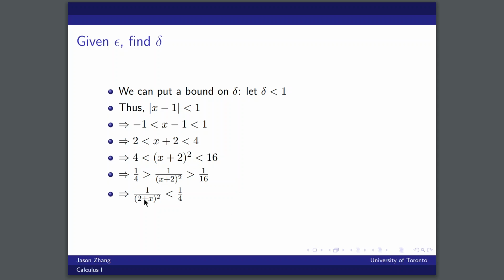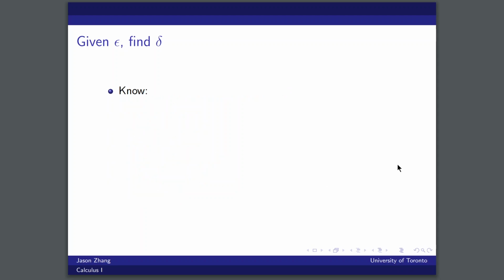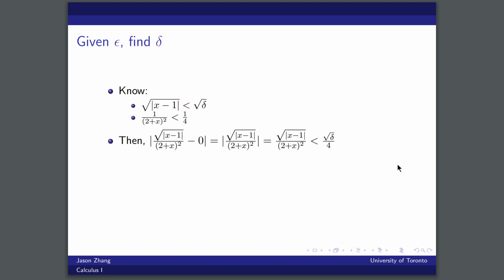Now, this is very handy because this is exactly the form we wanted, because if you recall, in our function, we have a factor of 1 over (x plus 2) squared. So now we know that our numerator should be less than square root delta, and we know that our denominator should be greater than 4. So therefore, when we're constructing this inequality, we can say that our absolute value of f of x minus L is less than the square root of delta divided by 4.